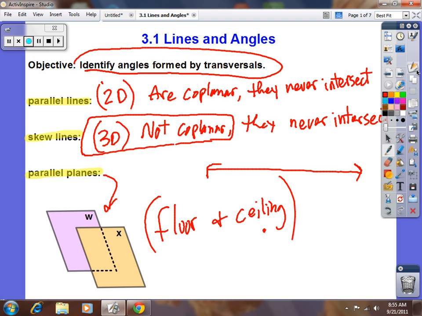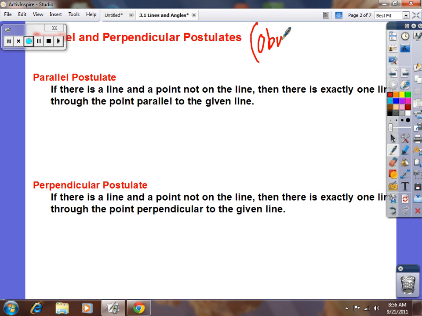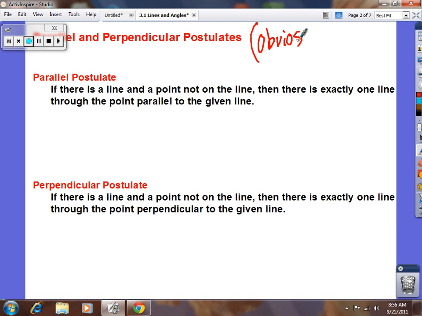Okay, let's review two postulates. Now, next to postulates, write this. A postulate is just stating the obvious. That's all a postulate is. It just states the obvious. And sometimes it's easier to look at a picture. So let's change this English into a picture.